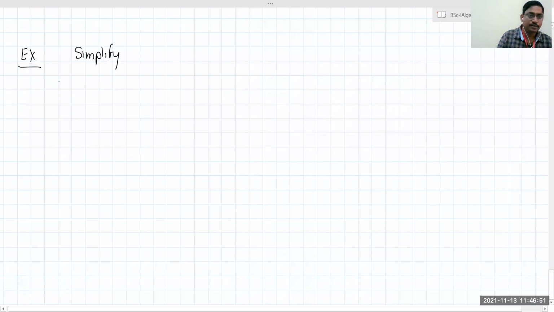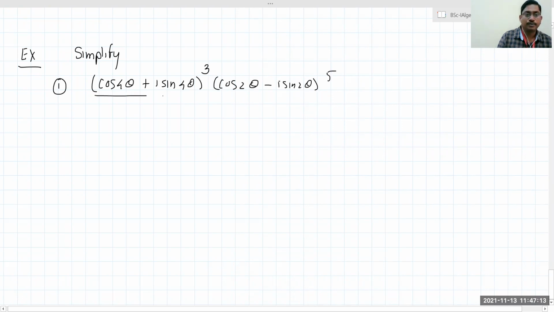Simplify the following: cos of 4 theta plus i sin 4 theta raised to 3, cos of 2 theta minus i sin 2 theta raised to 5, in the denominator. Now, by De Moivre's theorem, this calculation becomes easier.